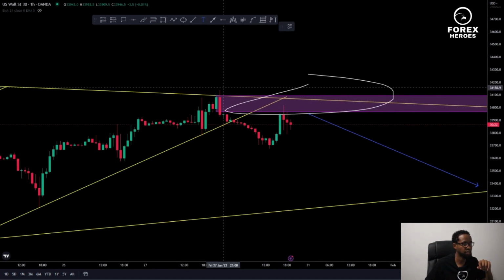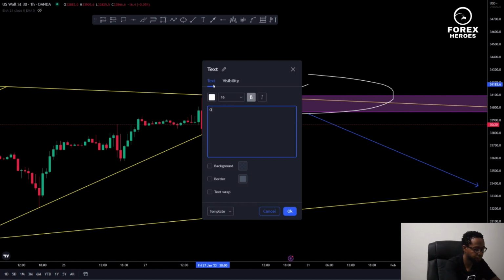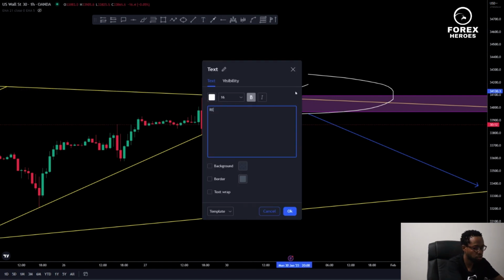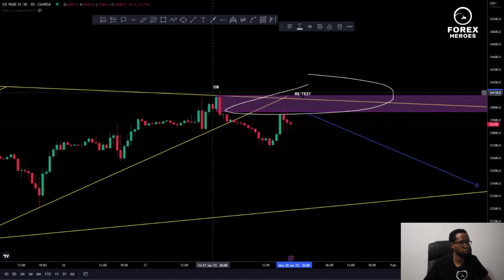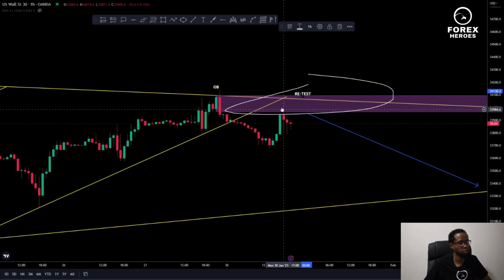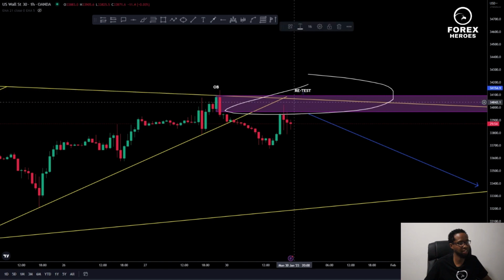This candle here, I just write OB, and then what is this? It's a retest. The market came back to fetch their orders. So they pushed down from here, and then now they left their orders here and come back to fetch them. So it's not exactly where you see their orders, but this gives us an indication that the market left some orders, and you look at it as a retest.